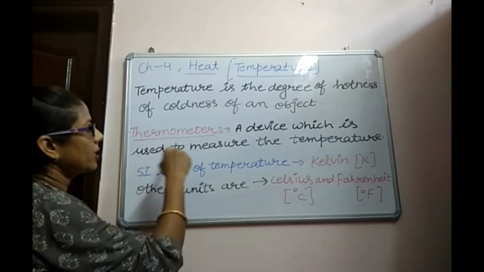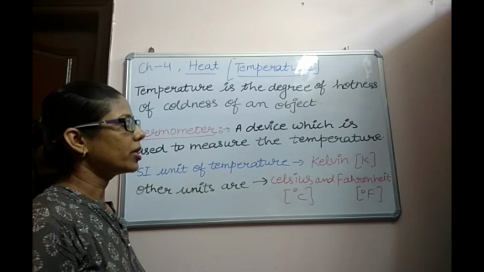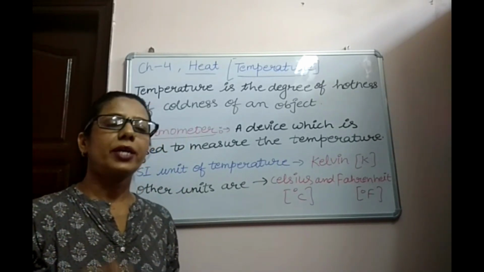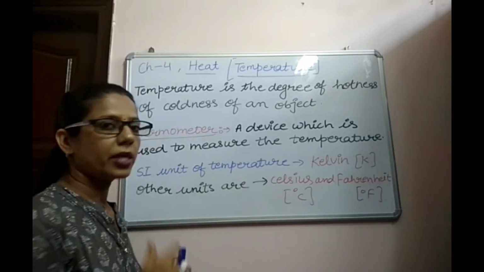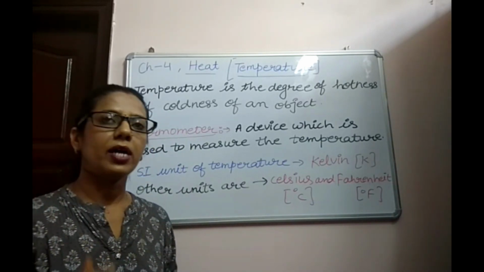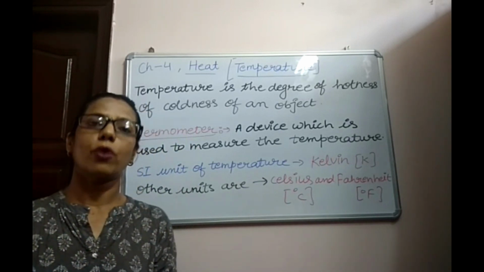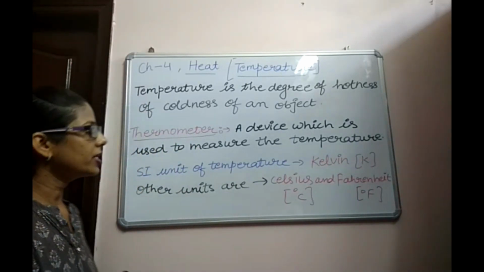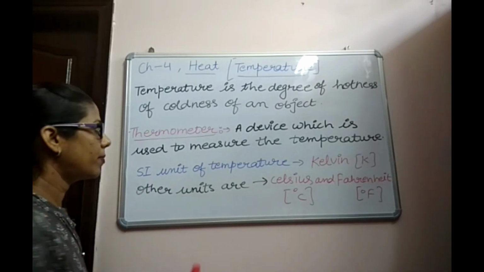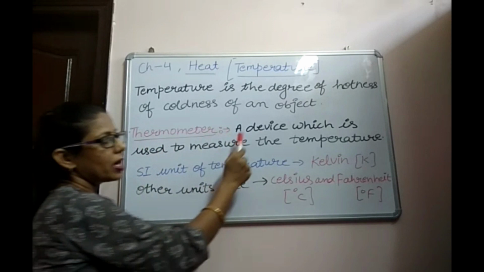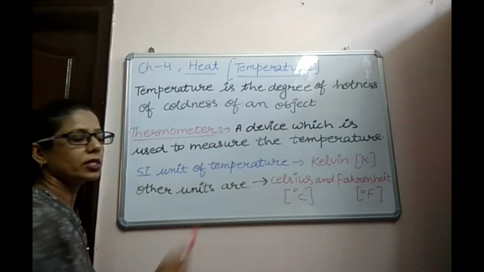Now, we are saying temperature is the degree of hotness and coldness of any object. But just by touching, we can't determine the temperature of any hot object or of any cold object. So there is a device for measuring the temperature. This is known as a thermometer, a device which is used to measure the temperature.